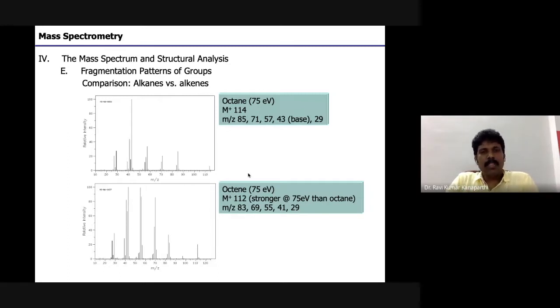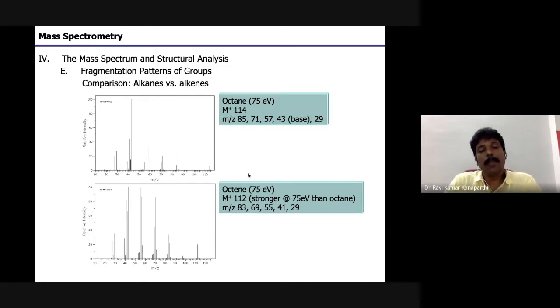Okay, now this is an example. In fact, it is a comparative slide where the octane and 1-octene molecular spectra are shown. You can see that octane is an alkane. Therefore, we can always find fragmented species of the form CnH2n+1. In the case of alkene, CnH2n-1.